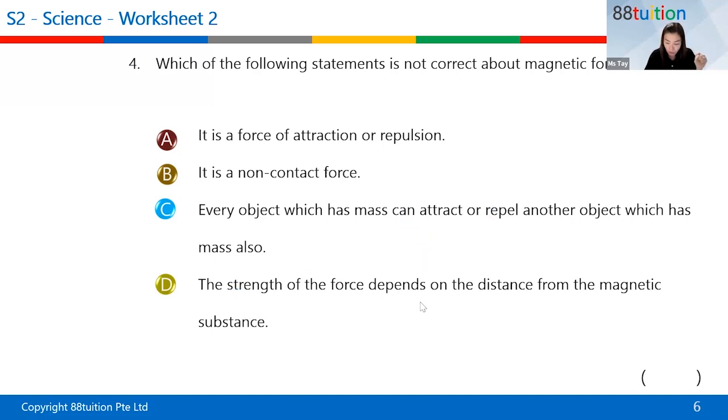So the strength of the force depends on the distance from the magnetic substance. Yep, of course. Okay, so this one is like if I have a magnet 1 cm away from the paper clip compared to the magnet being placed 5 cm from the paper clip, of course, you know that the strength of the force will be stronger when it's closer to the paper clip. So it depends on the distance. So this is the one that is not true about magnetic force.